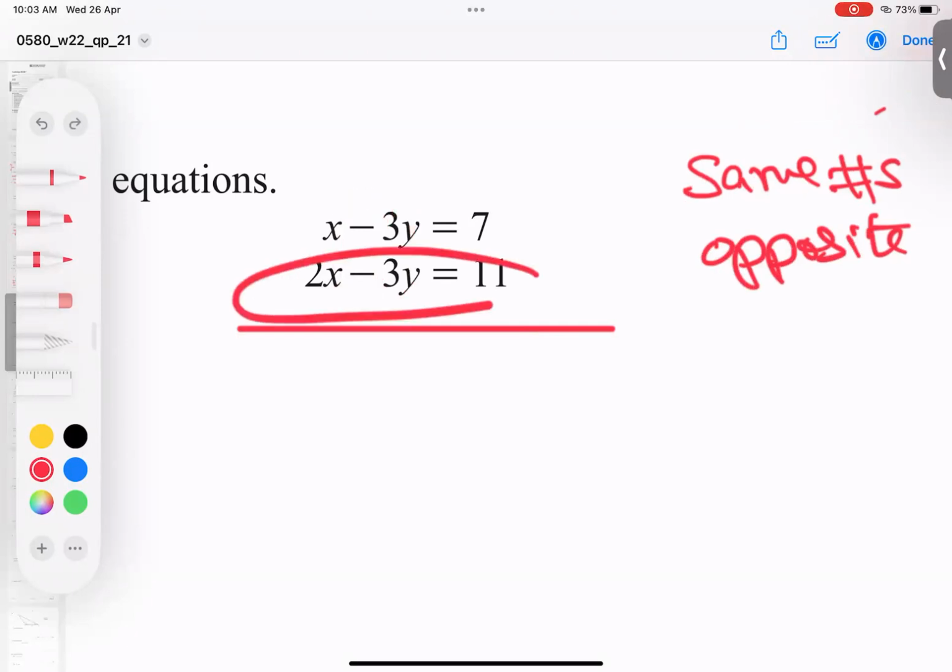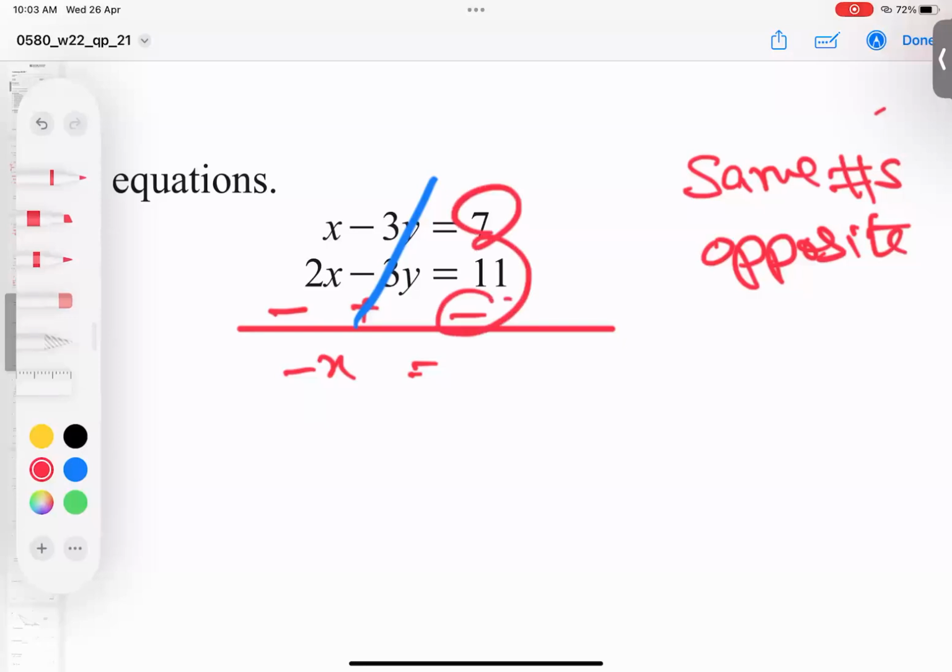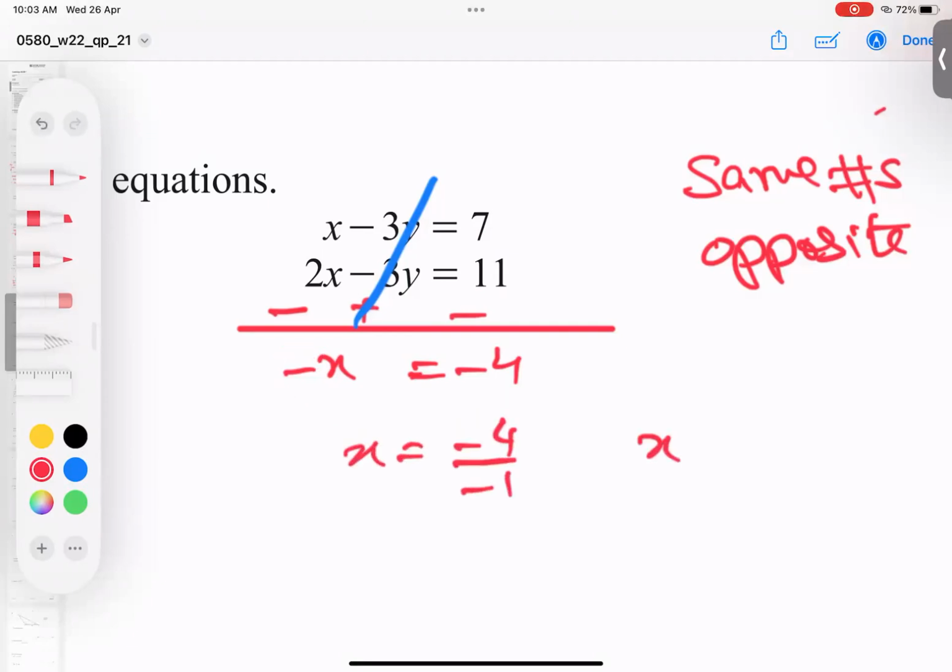So the lower signs change. There's a plus sign here, it becomes minus, and this minus becomes plus, and here plus becomes minus. Now plus 3y minus 3y will cancel out, and negative 2x and plus x will give us negative x, and negative 11 and plus 7 will give you negative 4. And now this negative 1 will divide. I show you like this, divide by -1, and finally I get 4 as the answer.